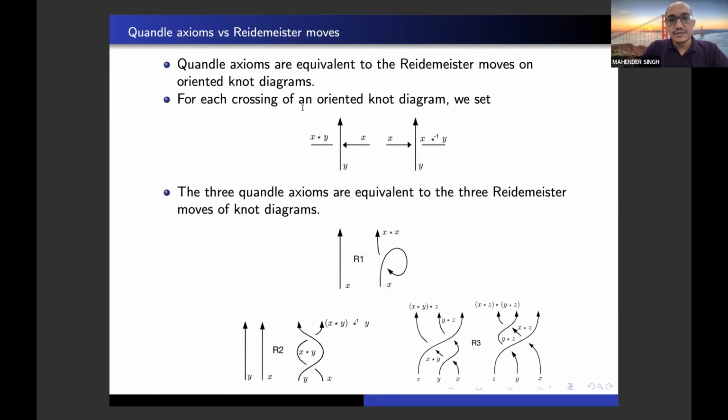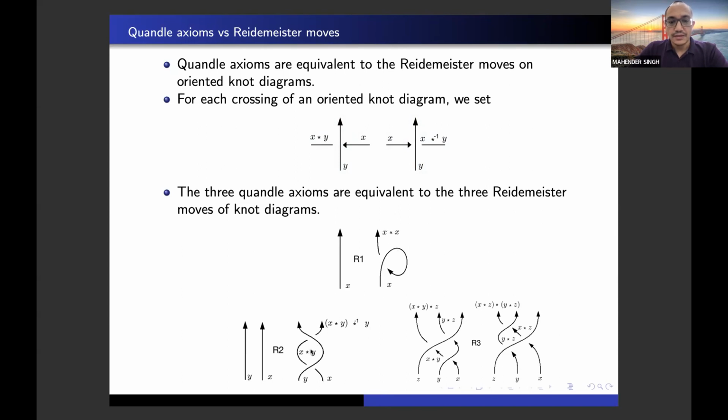And these axioms are just a reformulation of the three Reidemeister moves. So take a knot diagram, which you can orient if you like, and set the rule that the over arc y acts on the incoming arc x, and the output is that action x star y. If the crossing is negative, then you just set it as x star inverse y.